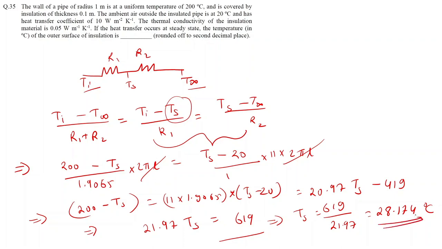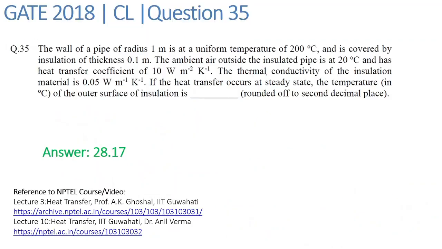So the final answer, that is the temperature at the outer surface of insulation, is 28.17 degrees Celsius. We can write the final answer rounded off to two decimal places as 28.17.